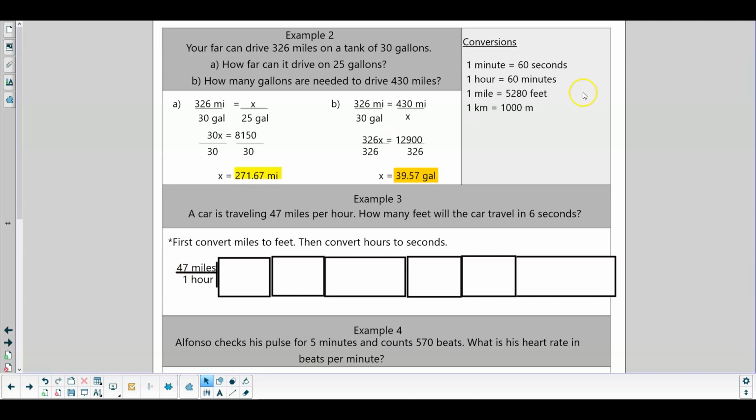And we know from the conversion at the top that every mile equals 5,280 feet. So we're going to use that and multiply these two together. So that should give us a top number of 248,160 feet. And remember, this is for every 1 hour, since these miles are going to cancel down here. Miles with miles.